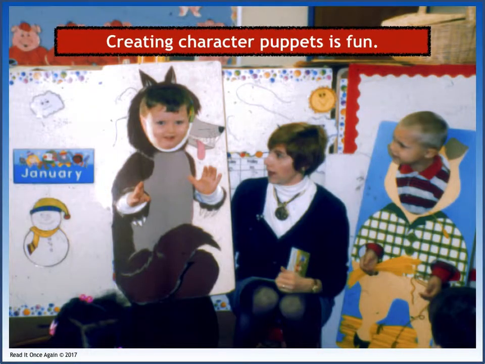You can use your tracer or opaque projector to create character puppets from poster boards. Trace the character, and then cut a hole where the child will put his face, and then 2 smaller holes where they will place their hands.